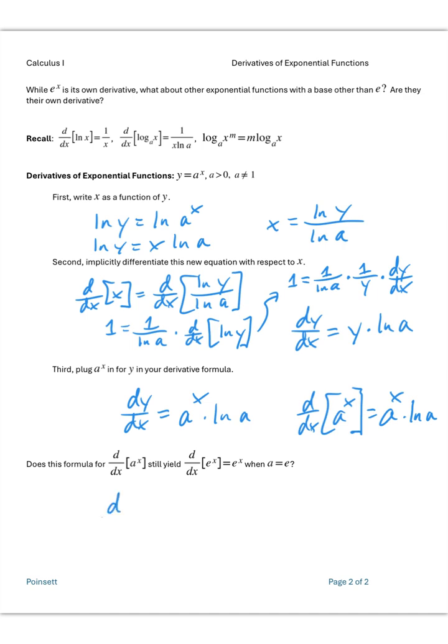So we've got d dx of e to the x is equal to e to the x times the natural log of e. So that was plugged directly into this formula here. But we know the natural log of e itself is 1, so this really is just e to the x. So the derivative of e to the x is equal to e to the x. It's a consequence of this overall general formula for finding derivatives with respect to x of exponential functions.